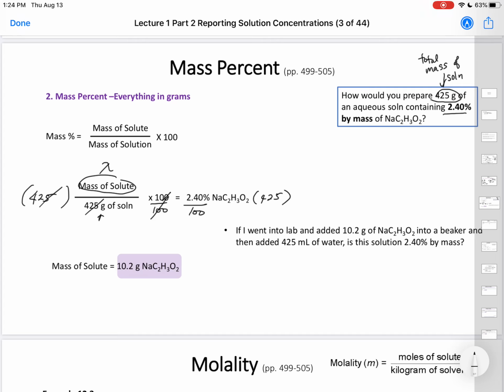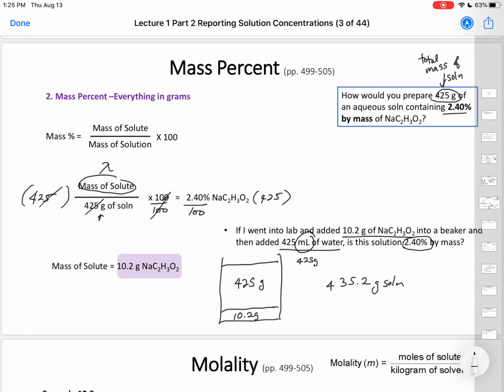Now, if you went into lab and you added 10.2 grams of sodium acetate into a beaker and then added 425 mL of water, is this solution 2.4% by mass? It is not. If you added 10.2 grams, then you added 425 mL of water, and with water the density is 1, so that's the same thing as 425 grams of water. You're not going to get 425 grams, you're going to get 435.2 grams of the solution, which is not what you want.